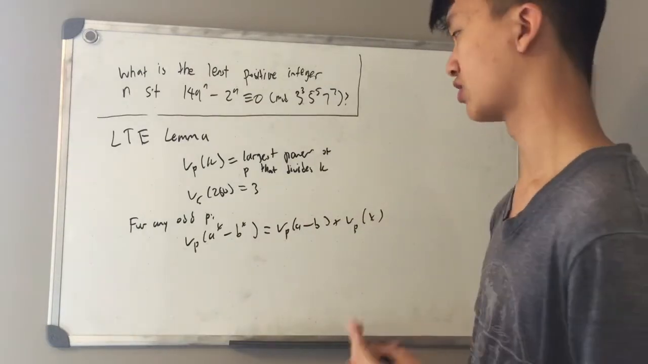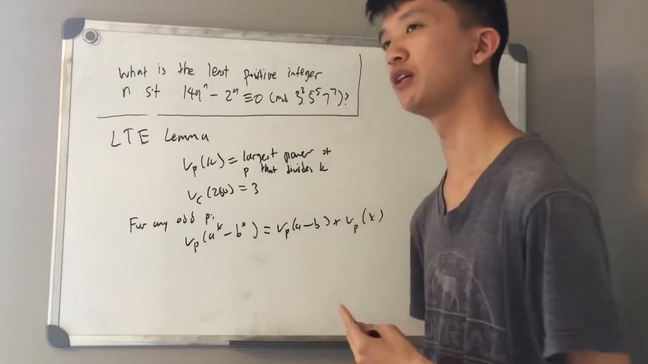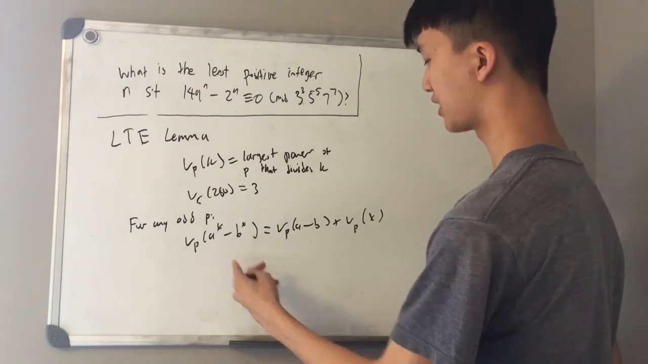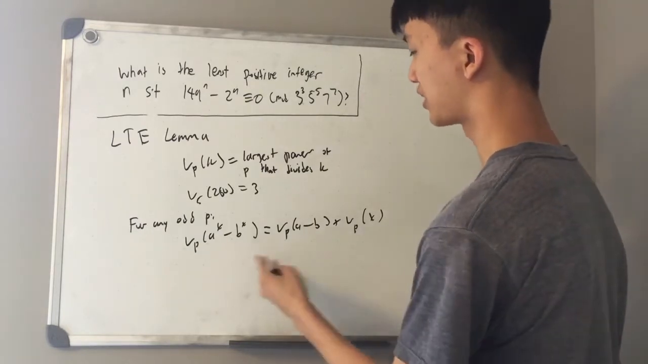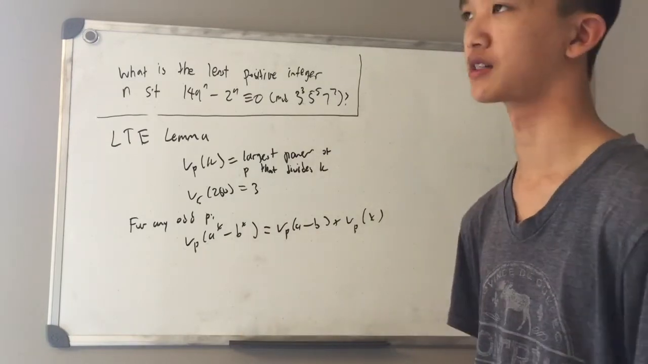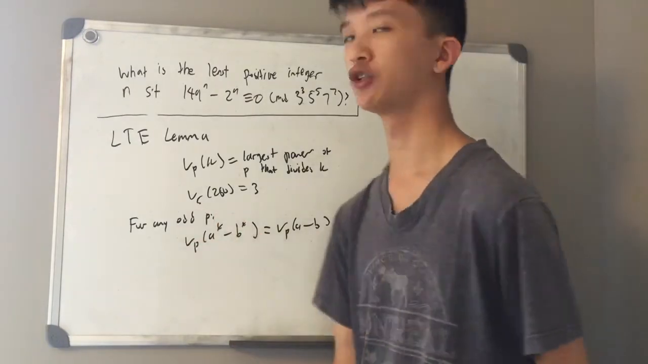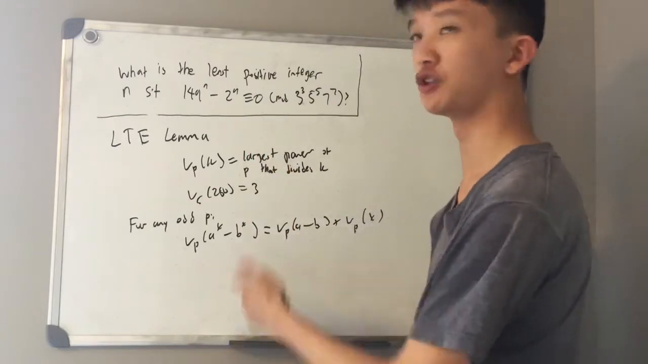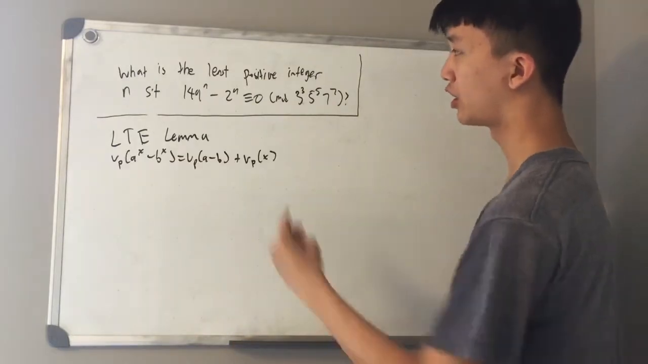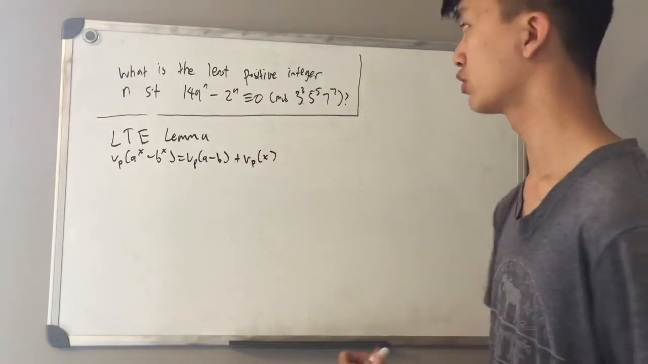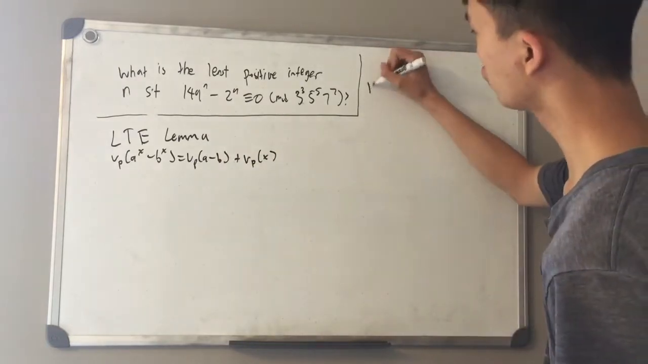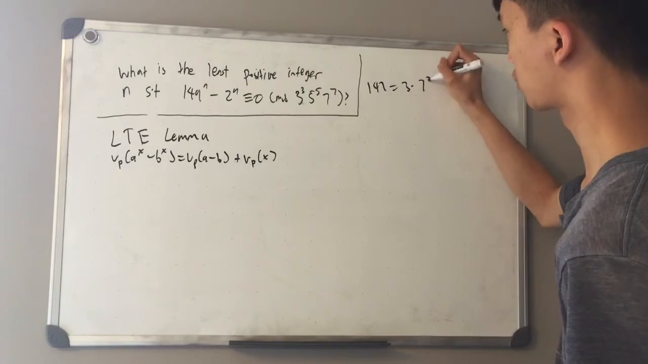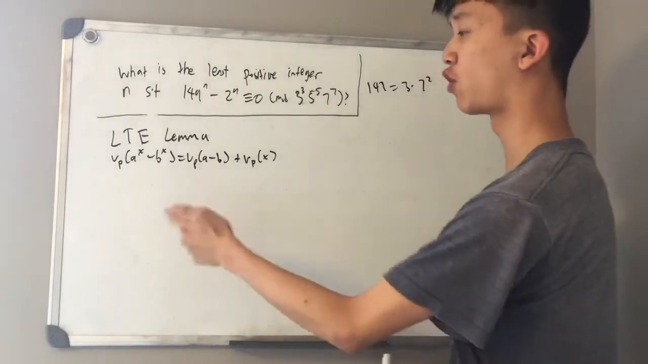It is also pretty useful to know that for any odd p, we can set b equal to negative b, and then make plus plus, and get a plus b and a to the x plus b to the x. You can also apply the LTE lemma to even p, but we're not going to use that in this problem, so let's just move this to the top. So now first, let's notice that 149 minus 2 is equal to 147, and 147 is equal to 3 times 7 squared. So now let's apply LTE for p equal to 3.